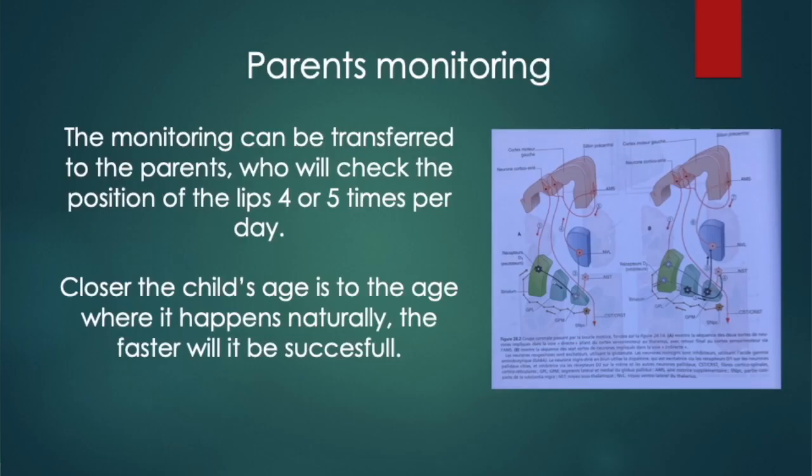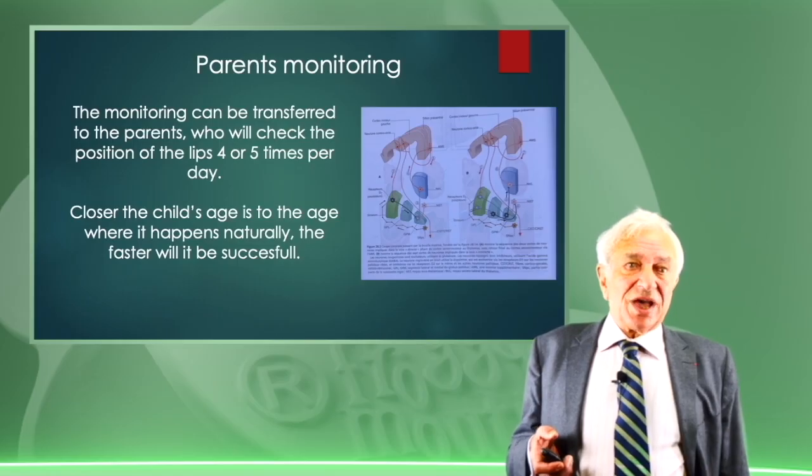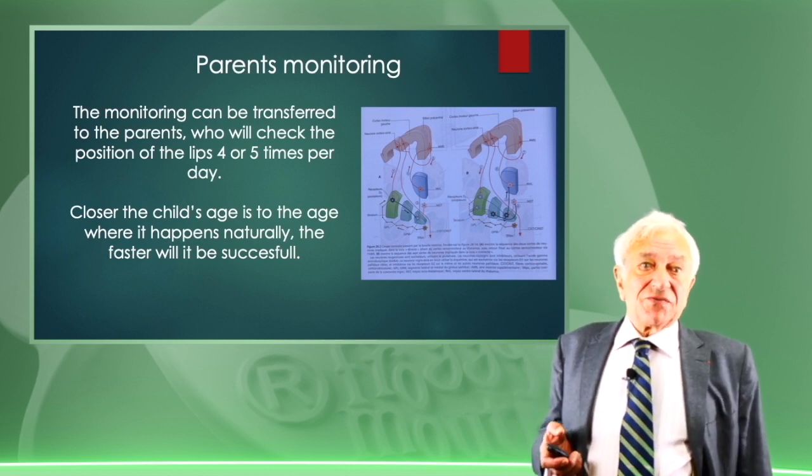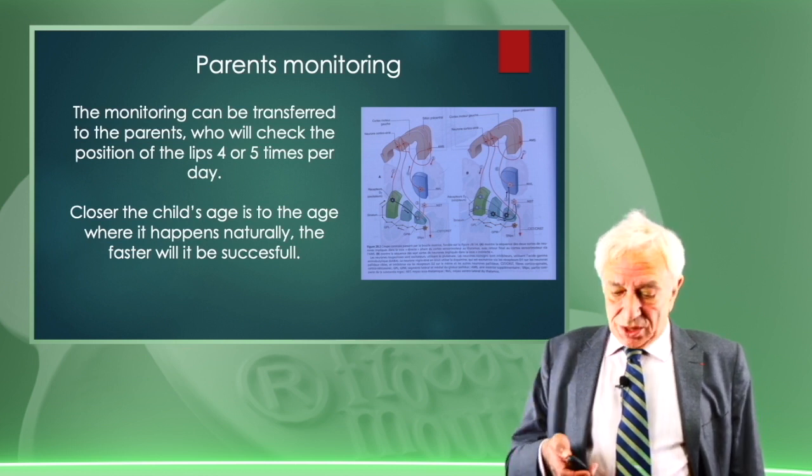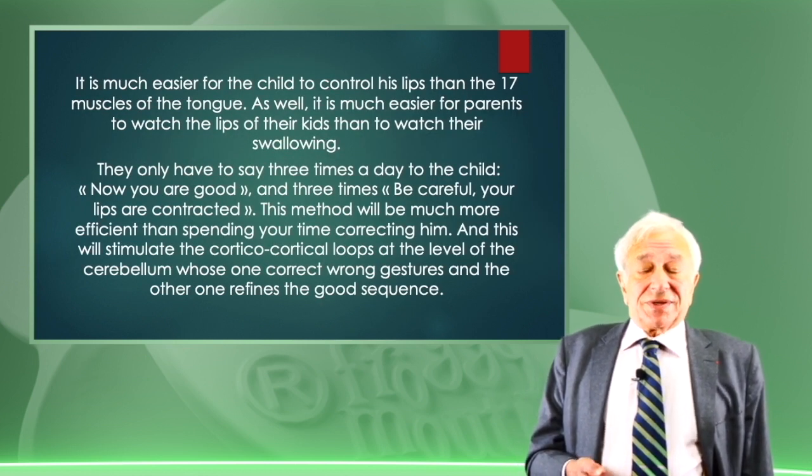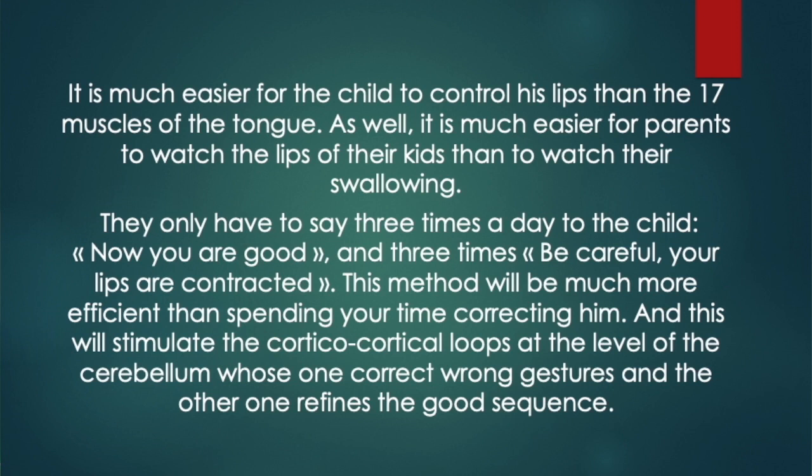And so we can ask the parents to do this job, and they don't spend a lot of time. It just takes a little free time. Oh, your lips are in a good position, and 3 times a day, your lips are not in a good position. And very quickly there is this test that emphasizes the automatization. And the closer the child's age is to the age where this happens naturally, the faster it will be successful. And it's really much easier for the child and even for the patient to control his lips than to control the 17 muscles of the tongue.